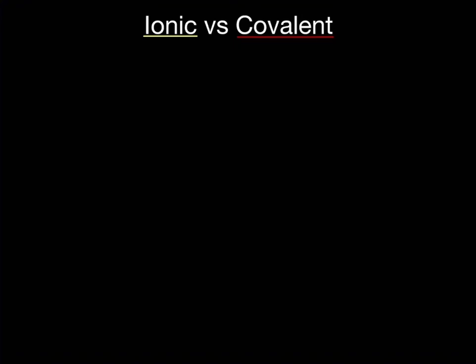In this video, we're going to talk about ionic versus covalent bonds and compounds. So, what are ionic compounds? Let's go over one example. Let's say we have sodium that's going to react with chlorine. Now, sodium has 1 valence electron, and chlorine in its neutral state is going to have 7.